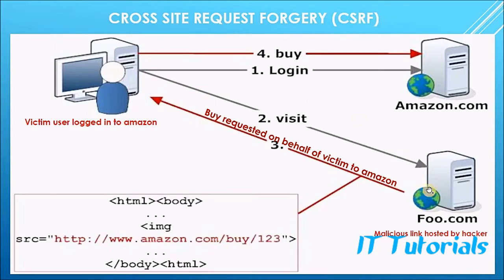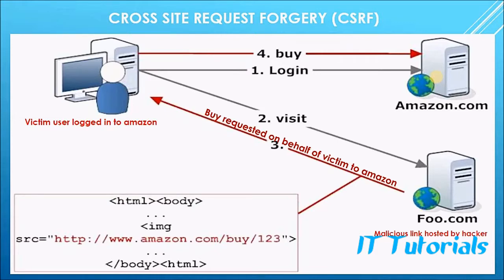But in this case, what is happening is that the hacker has hosted a malicious link on some third-party server and, by some means using social engineering tricks, diverted the user to access that link. As this user is already logged into Amazon.com, his session is authenticated. So if the user clicks that link, he will buy the product for the hacker, and the hacker will receive the product on behalf of the victim user from Amazon.com. This is called cross-site request forgery.